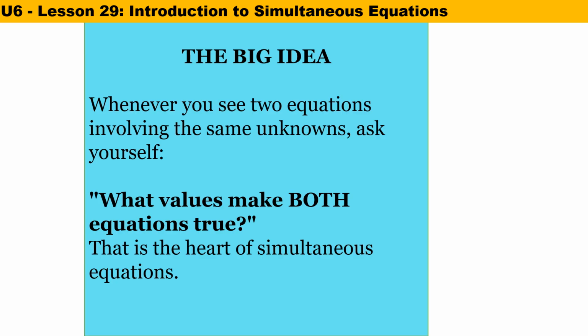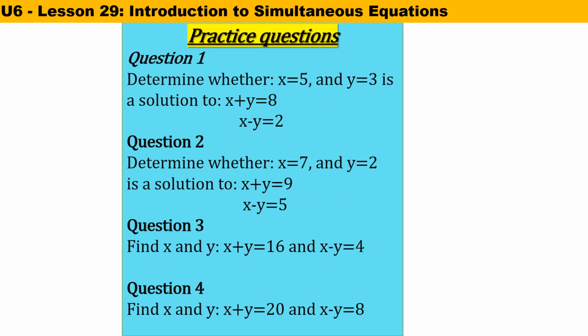Whenever you see two equations involving the same unknown, ask yourself, what values make both equations true? That is the heart of simultaneous equation. So here you have some practice question. I've kept it simple as just x and y because I want you to get the basic part of it, where you find the value of x or y and prove the equation to be true. So you need to get this basic part so we can move into the more advanced area.